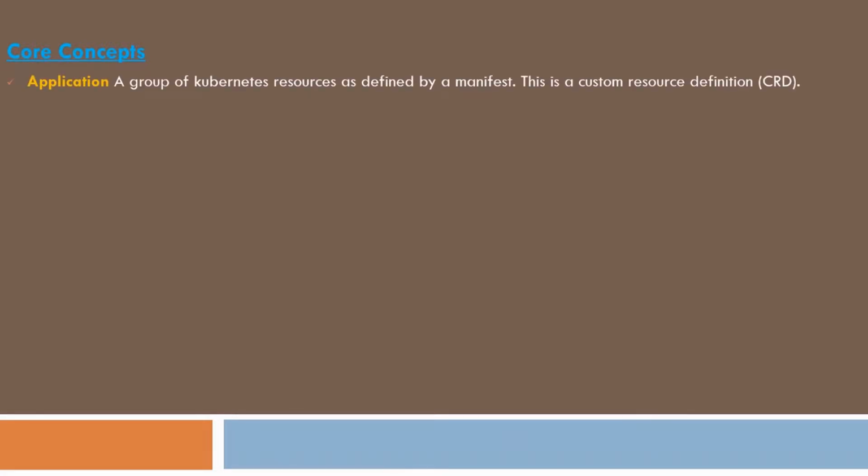Now let's talk about the core concepts. I will talk about some of the points which will come up during the course. The first is the application: a group of Kubernetes resources as defined by a manifest. This is the custom resource definition. Application source type: which tool is used to build the application?